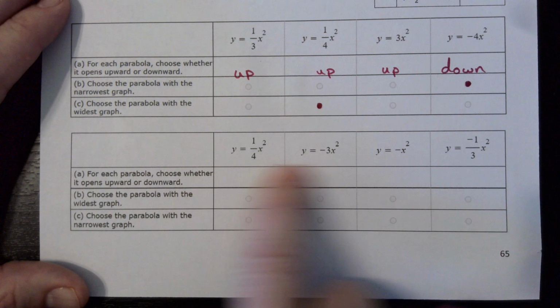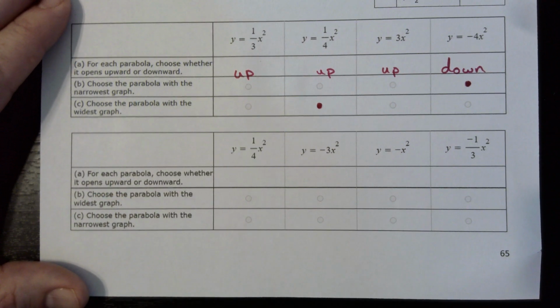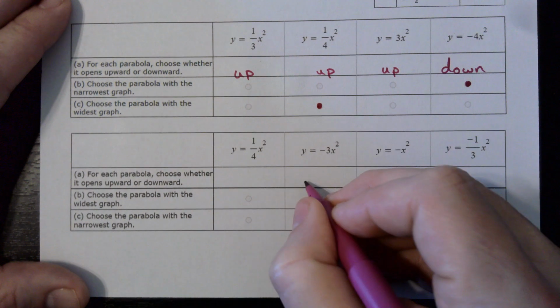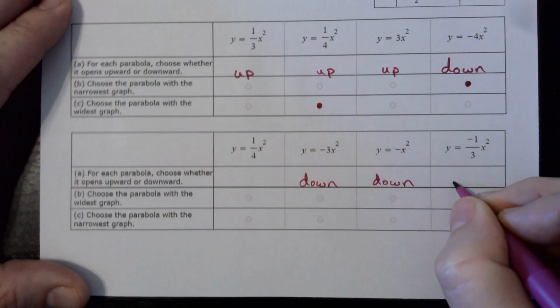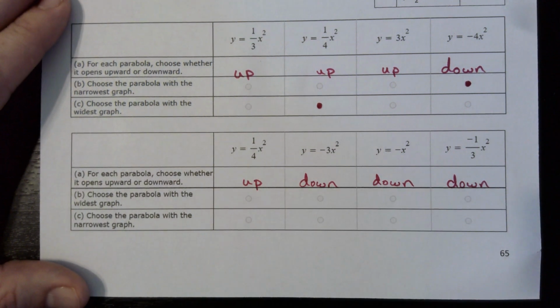So we've got 4 more here. It's asking us again, are we opening upward or downward? The only reason you would be opening downward is if you have a negative sign out front. So this one opens downward, this one opens downward, and this one opens downward. This one is positive, so it opens up.